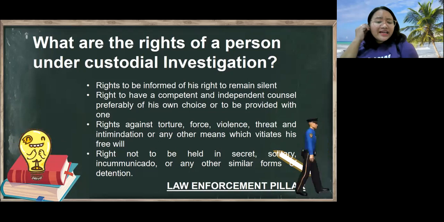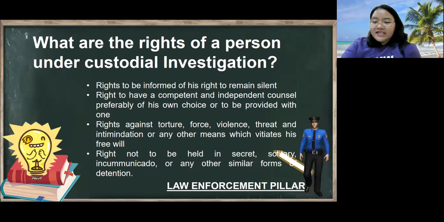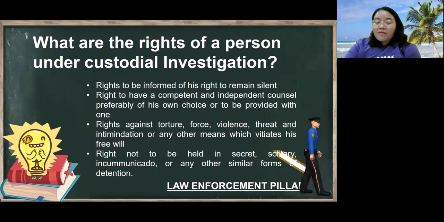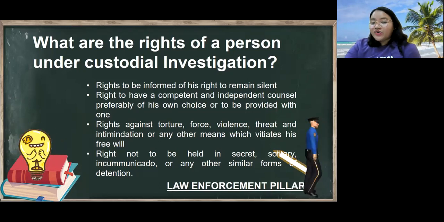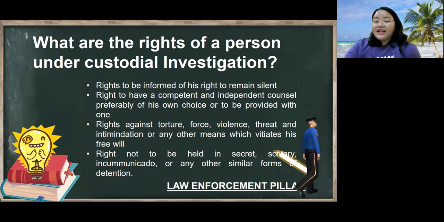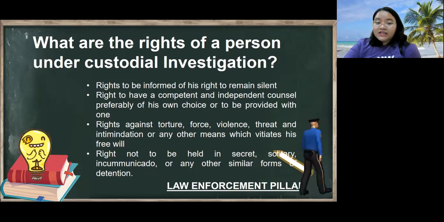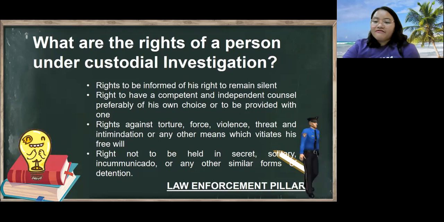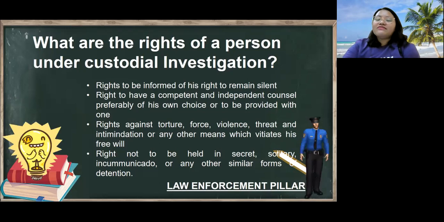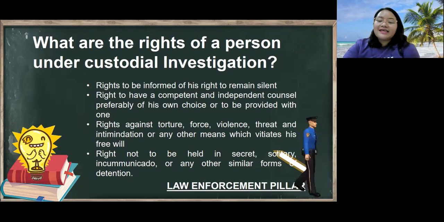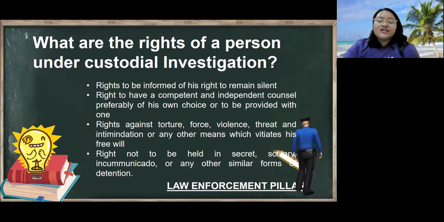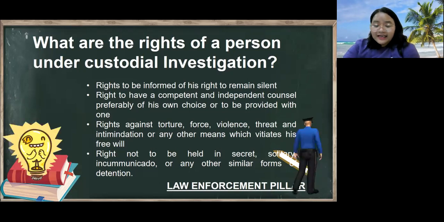Now, what are the rights of a person under custodial investigation? The person has the right to be informed of his right to remain silent. The right to have a competent and independent counsel, preferably of his own choice, or if he cannot provide one, the government will provide one. Then rights against torture, force, violence, threat, and intimidation or any other means which vitiates his free will. And the last is the right not to be held in secret, solitary, incommunicado, or any other forms of detention. So those are the rights of a person under custodial investigation.